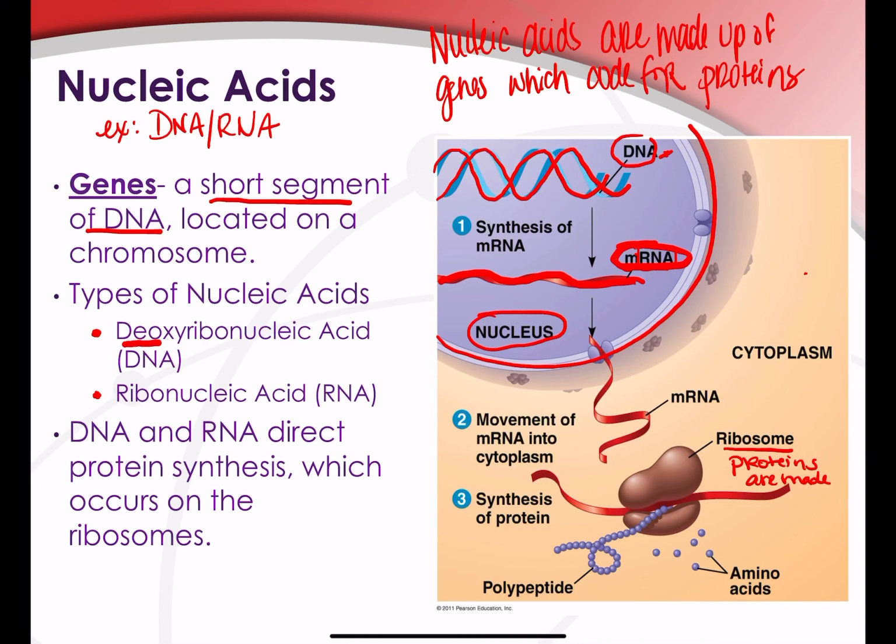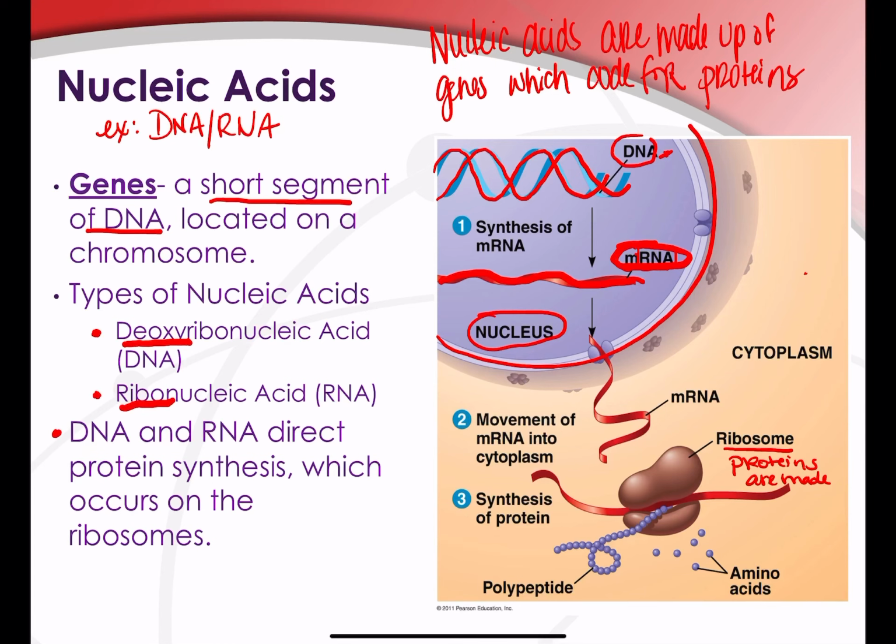The next is the sugar. So DNA is deoxyribonucleic acid because it has the sugar deoxyribose. Remember, oses are sugars. RNA is ribonucleic acid because it has the sugar ribose. Okay, so differences are the single versus double-stranded, and then the sugar that is involved, okay? And then a third difference are the nitrogen bases, and we'll talk more about those in just a moment.